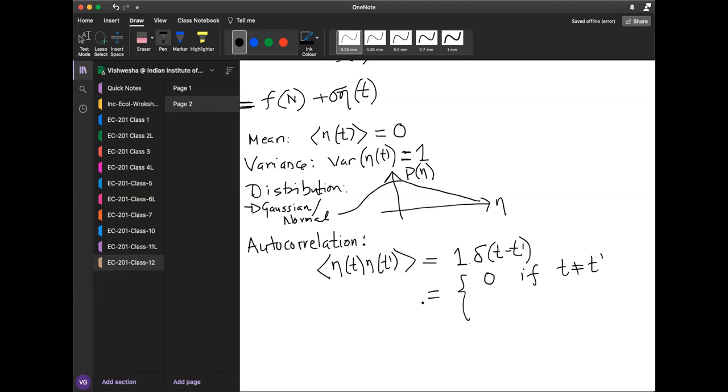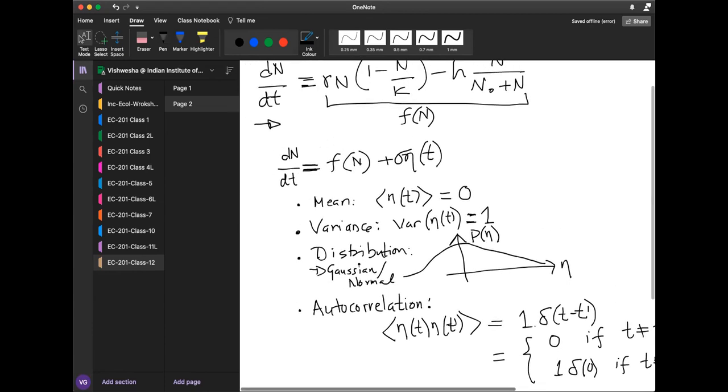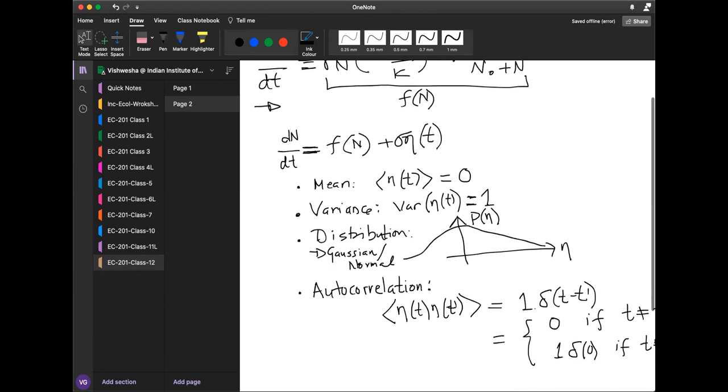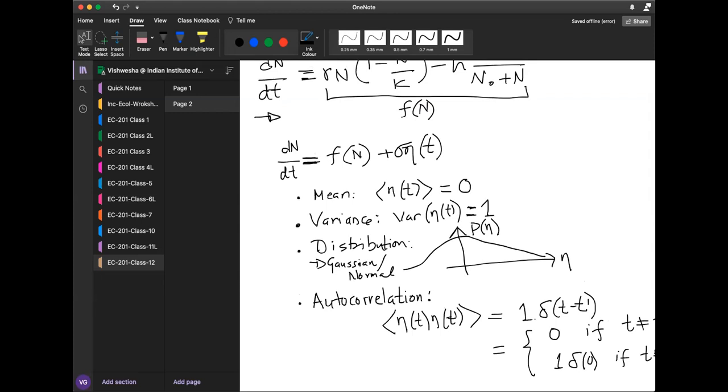Is that fine? On the other hand, when t is equal to t prime, what happens? That means it's basically the same random number. It's now the same as the variance. Basically, it has a value of one, with the delta of zero. Now I'm not going to define what delta is. It's called the Dirac delta function. It's okay if you don't know. It's not particularly crucial for what we do. But to rigorously define this mathematically, you do need some of these quantities. Is it clear?